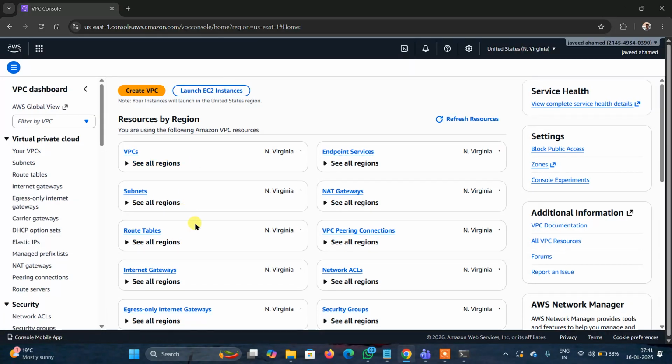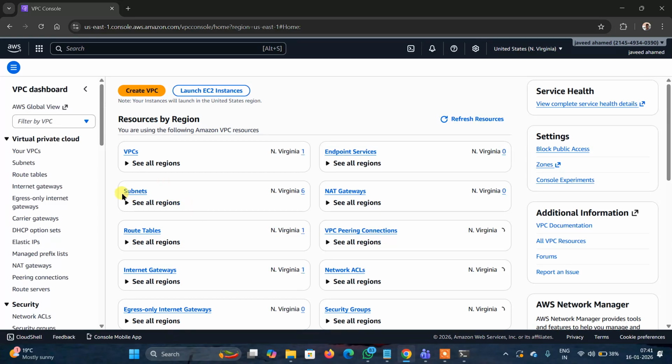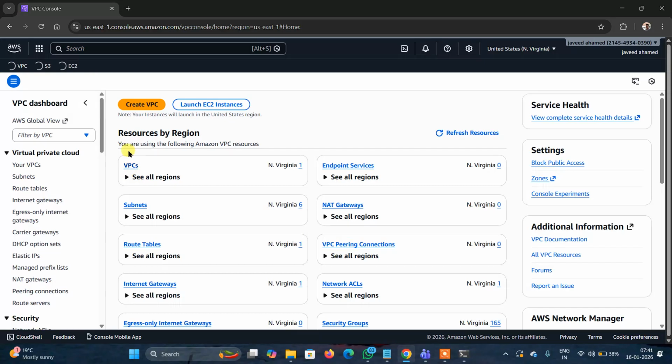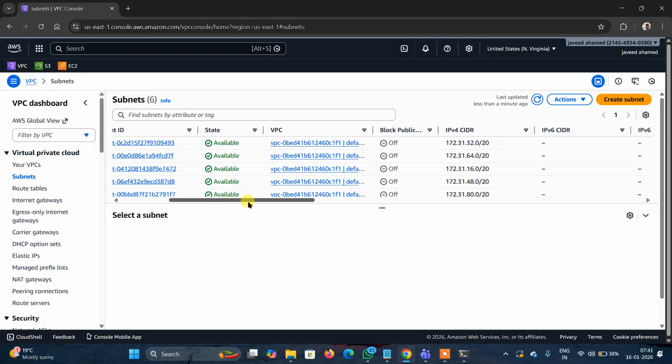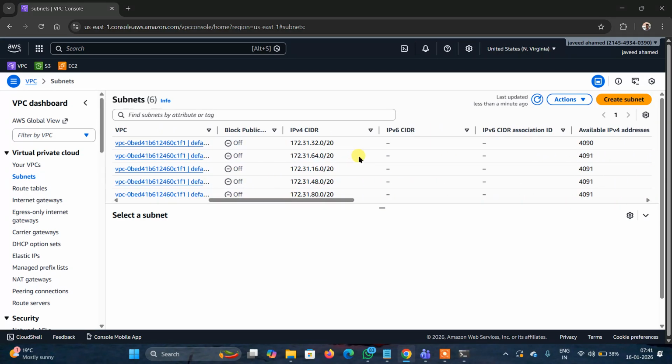We have VPCs there. One default VPC is already created. You can check here under the VPC. We have subnets there. For each network, what is the value of the subnet? What is this value? CIDR value.